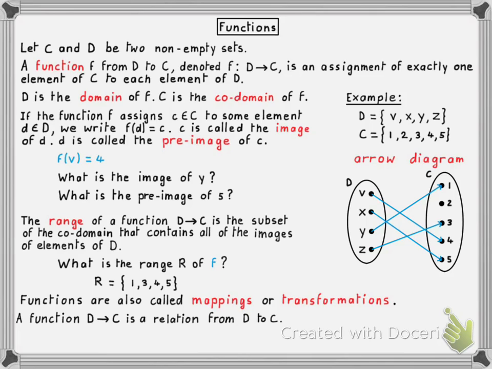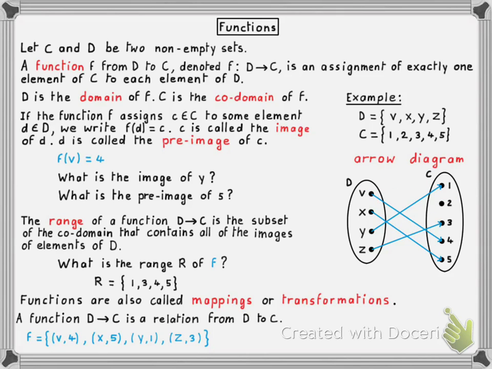One way to see this clearly on our example is to rewrite f, the function we're dealing with, as a set of pairs, and the pairs are (v, 4), (x, 5), and so on. In other words, f is a subset of the Cartesian product of D and C. Notice it doesn't contain all the possible pairs where the first element comes from D and the second element comes from C.